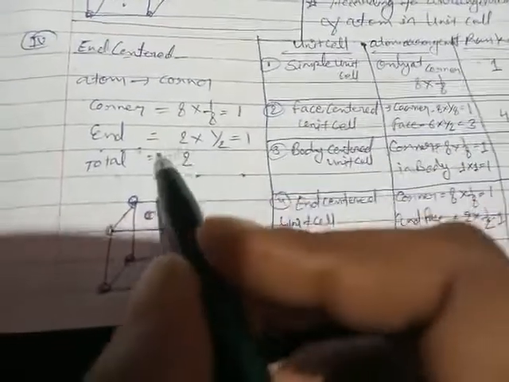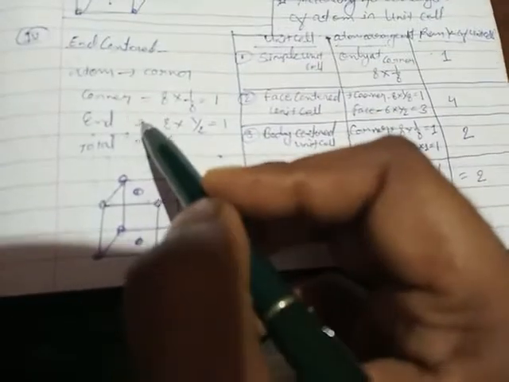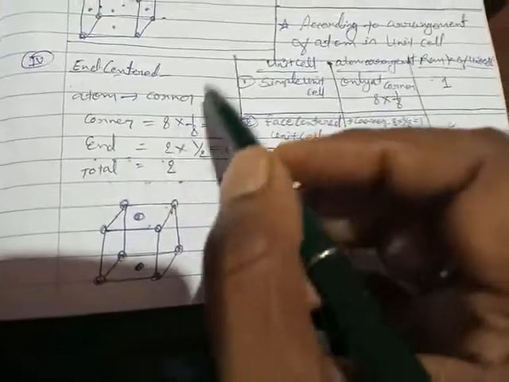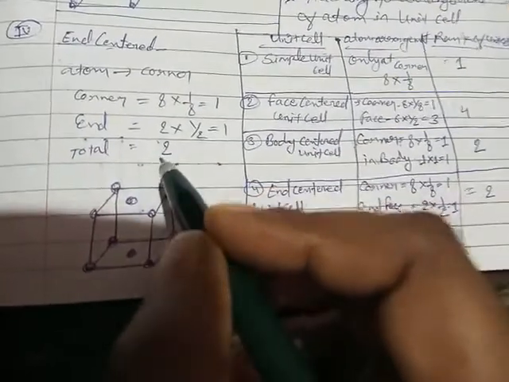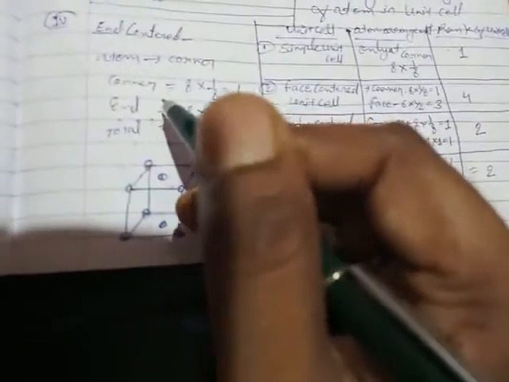Okay, so these are the definitions of centered unit cells. These are the three types of centered unit cell: BCC, FCC, ECC. So in this way the different types of centered unit cell are explained by us. Thank you.